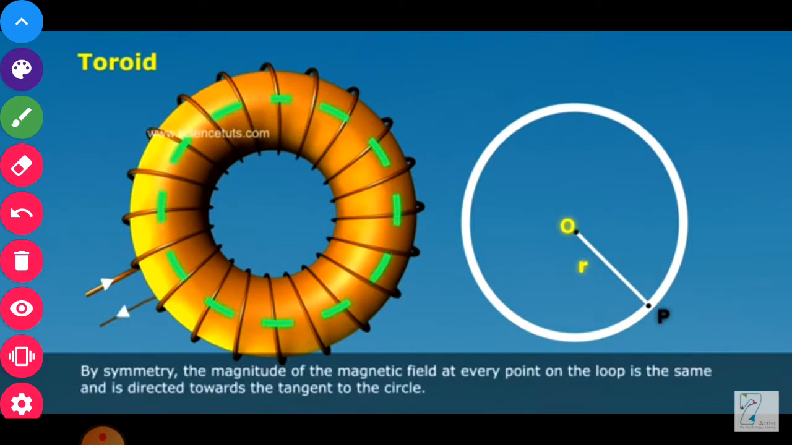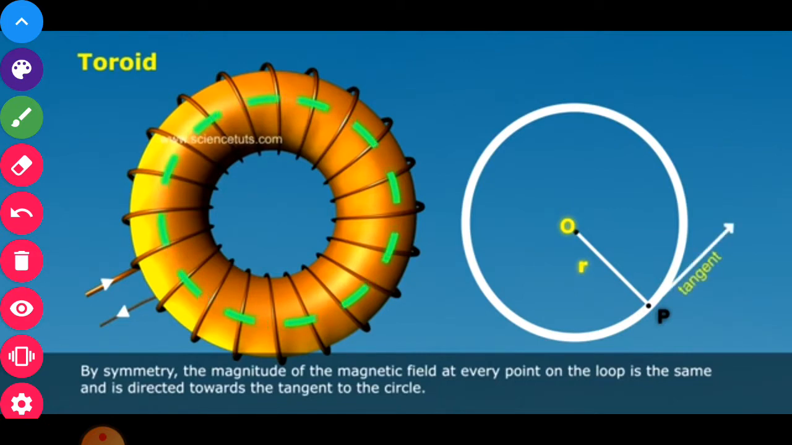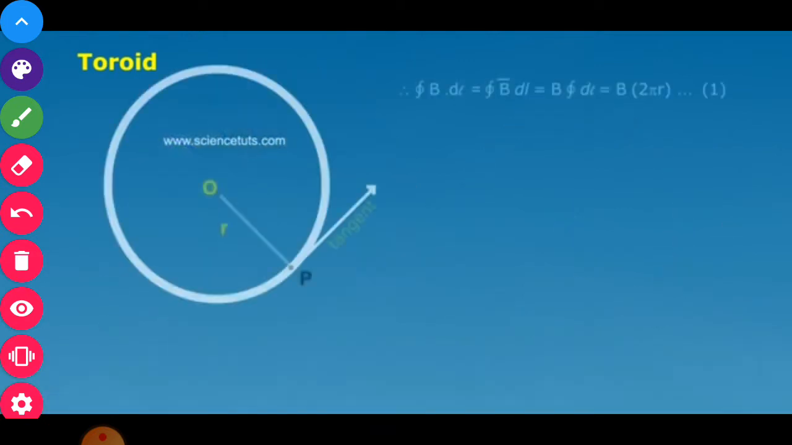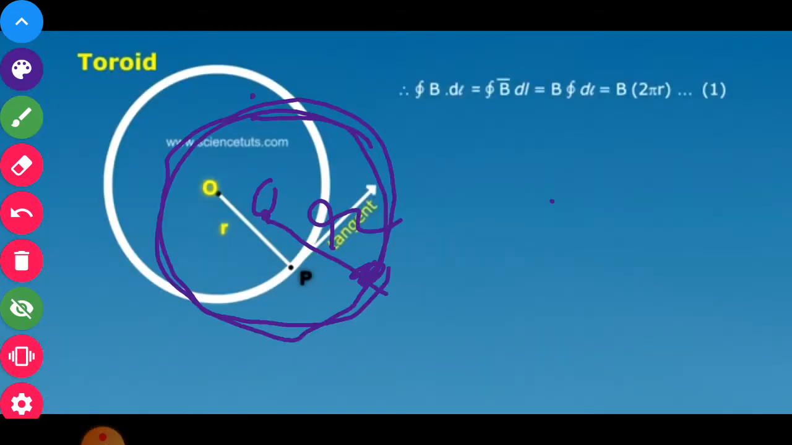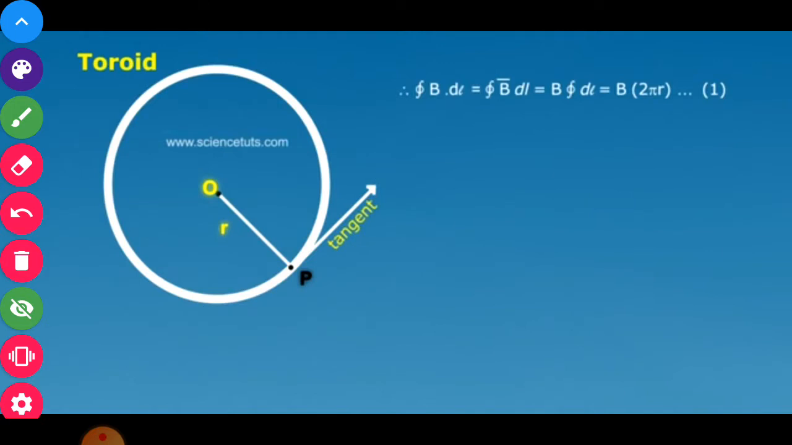Now by symmetry, the magnitude of the magnetic field at every point on the loop is the same and is directed towards the tangent to the circle. So the magnetic field is directed towards tangent. So this is the direction of magnetic field. Okay, it is tangential to the circle.